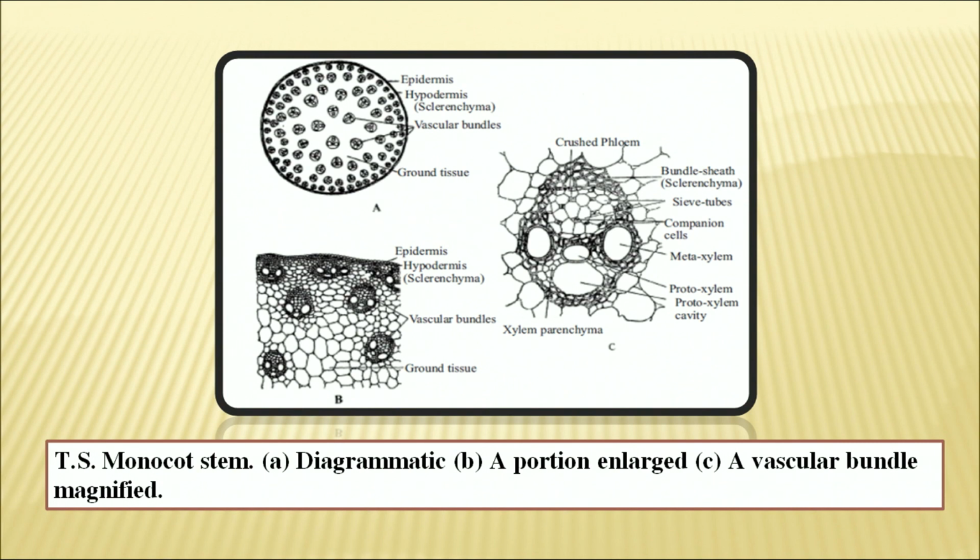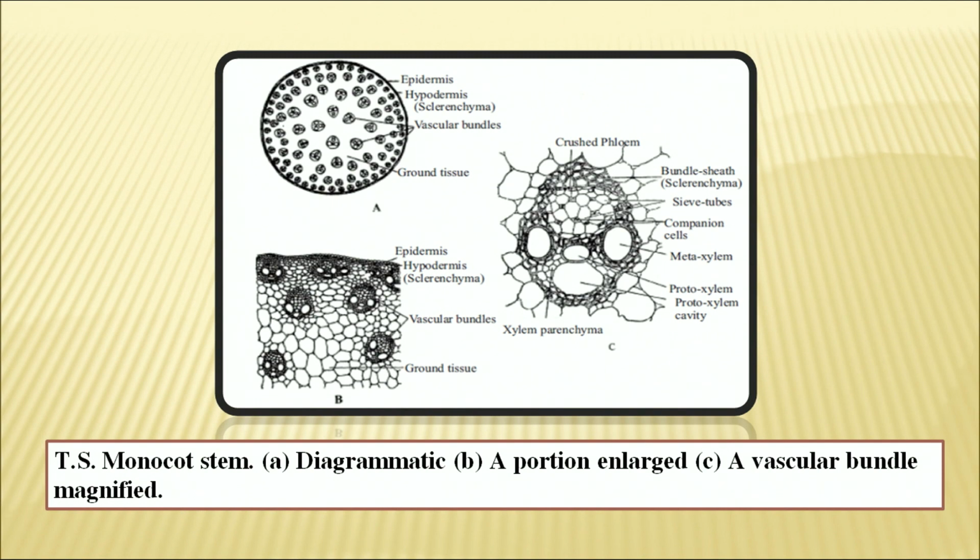You can make out in the very first diagram, which is labeled as A, it has so many vascular bundles spread in the ground tissue, and if you look at figure B, you can further see a bigger, magnified version of it, the stem TS of the monocot, and in this you are able to see a little bit of the nature of the cell wall and the kind of tissue involved.